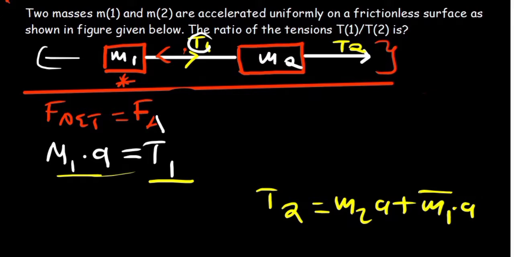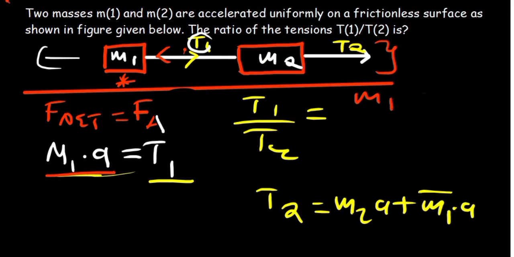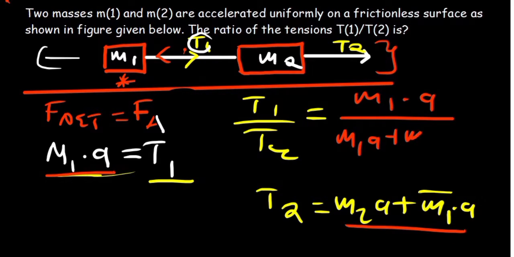So you'll say, my T1 divided by my T2, which is our ratio, is equivalent to what? For our T1 we have M1A, over our T2, we have M1A plus M2A. So basically that is our ratio.